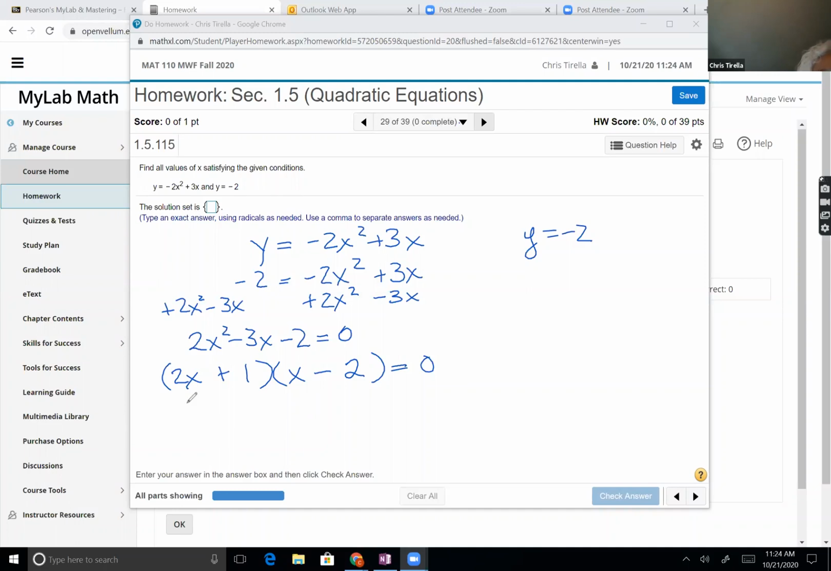And so now when I set each factor equal to 0, we'll do the hard one first. Adding 2, I get x equals 2. And then doing the other one, I'm going to have to subtract 1. 2x equals negative 1, and then divide by 2. And so, I've run out of room again. I get x equals negative 1/2.